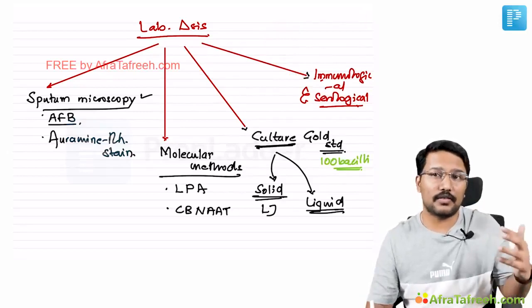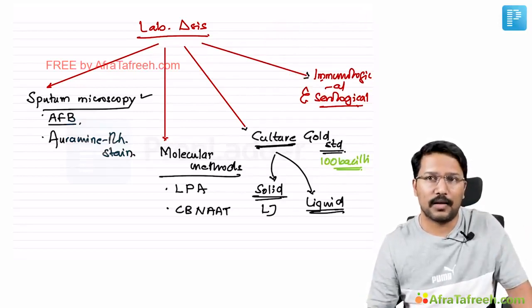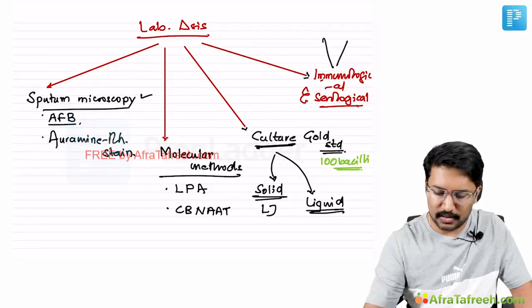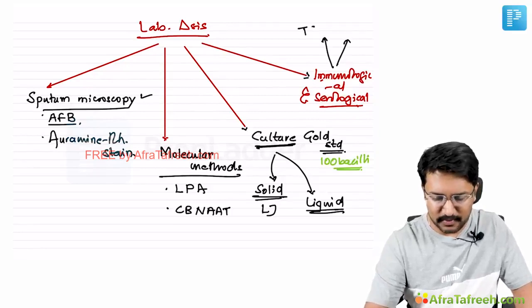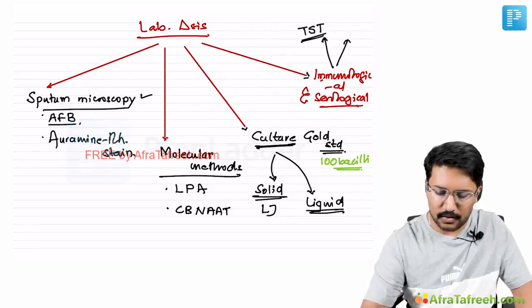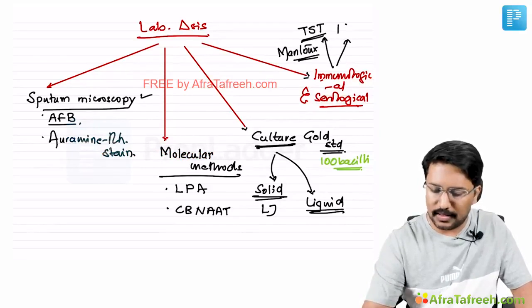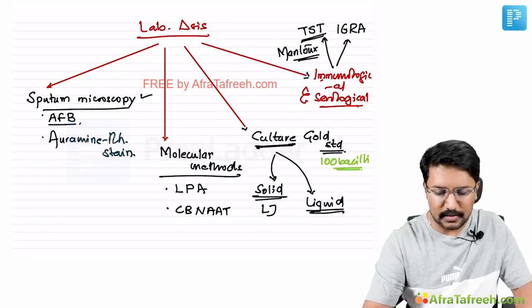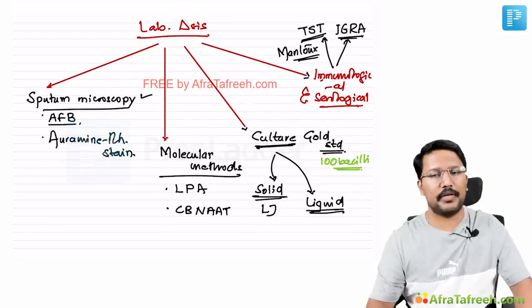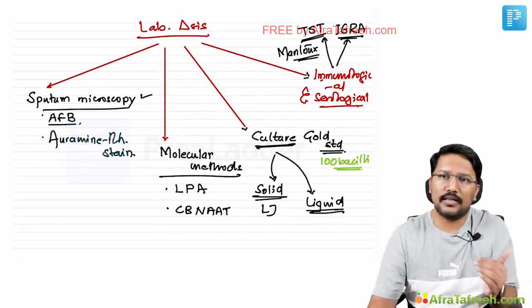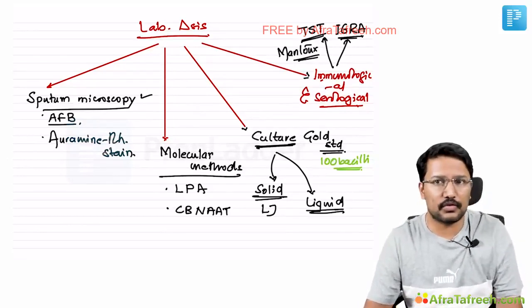Okay, so in that case, what are the immunological tests I'm talking about? Mainly I'm talking about two immunological tests. One is the tuberculin skin sensitivity test, TST, or what we all in India recognize as the Mantoux test. And the other one is the interferon gamma release assay. These are the two immunological tests we will be talking about today. So this is just a brief overview about the tests that are available for the diagnosis of tuberculosis infection.